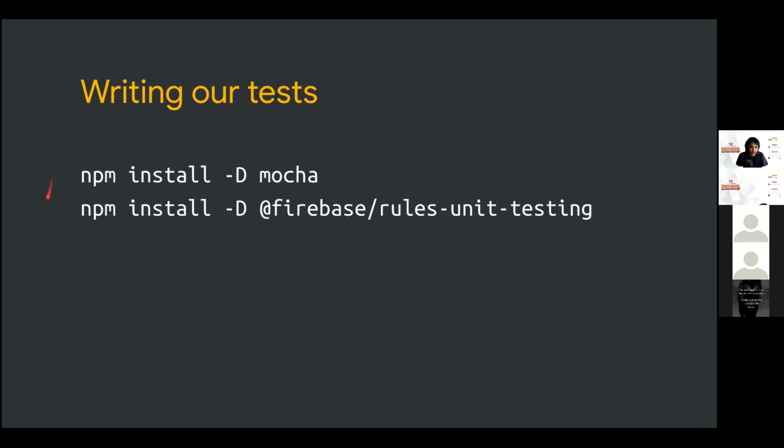To write our test, we install our preferred unit testing framework. For example, we use Mocha, and we also need to install the Firebase rules unit testing library. This will give us access to some utilities that allow us to use the emulator suite.